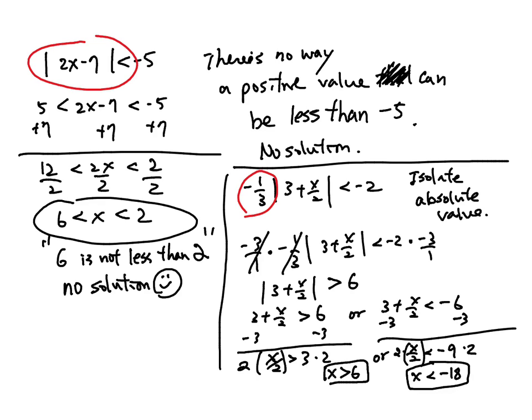So two different answers. Either we get negative infinity, comma, negative 18, union, or we get 6, comma, infinity symbol, and parentheses. So this will be our answer in interval notation. But be very careful, right? Don't just start switching stuff. First things first, make sure you isolate the absolute value, put it on the left hand side of the inequality, and then go from there.